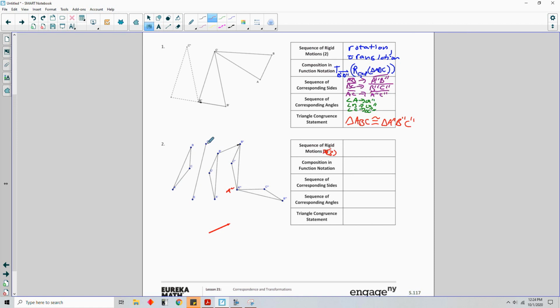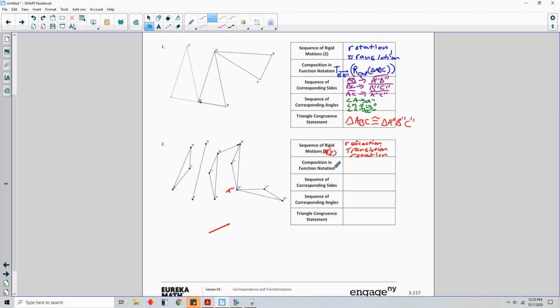So with that said, there are 3 motions, and they're starting with our pre-image, which is over here, reflected across DE. So what did I just say? A reflection. And then after I reflected it, it was a translation. And then finally, to get from here to here, we have to rotate. Okay, rotation. So reflection, translation, rotation.